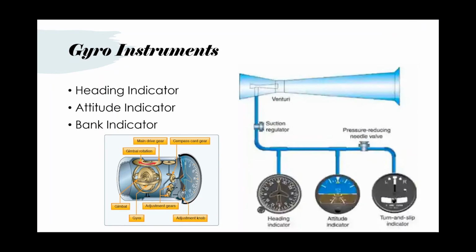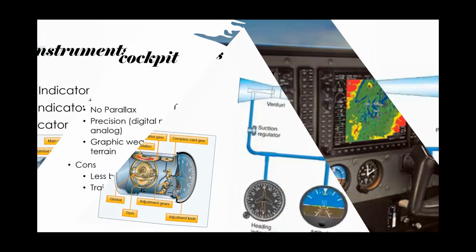These are your gyro instruments. It consists of your heading indicator, your attitude indicator, and your bank indicator. Your gyro instruments are pretty much a spinning wheel on a gimbal inside of the instruments themselves.